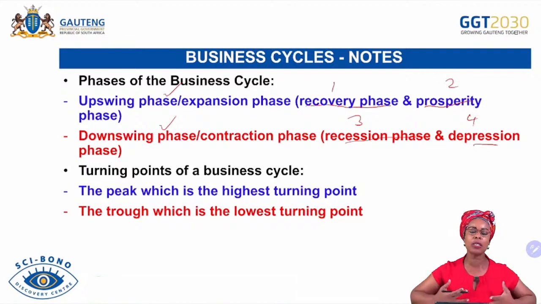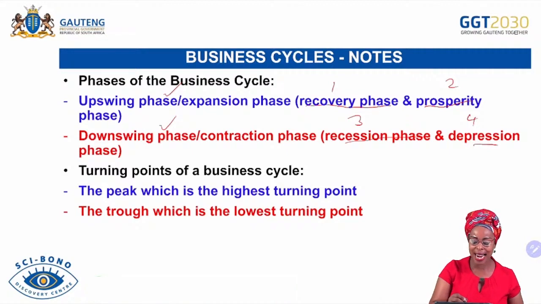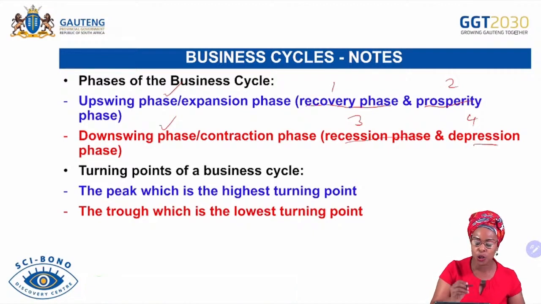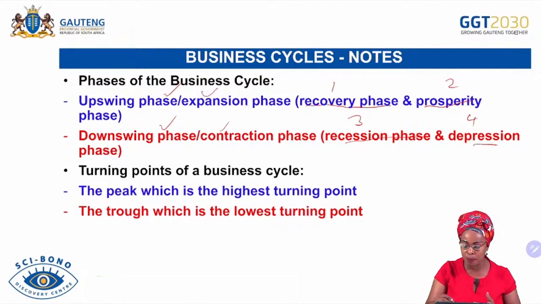But if you come across a question which says, list or name the phases of a business cycle, if you write expansion phase and upswing phase, you won't get full 2 marks because that's repetition. So you'll get marks for mentioning expansion or contraction or upswing or downswing, or you will get marks if you mention recovery and prosperity or recession and depression. So these are the phases. We will use a diagram, a model, to explain the characteristics which fall under these phases.